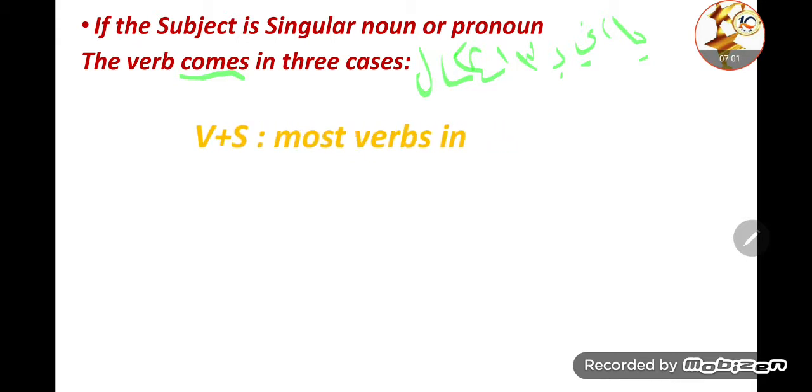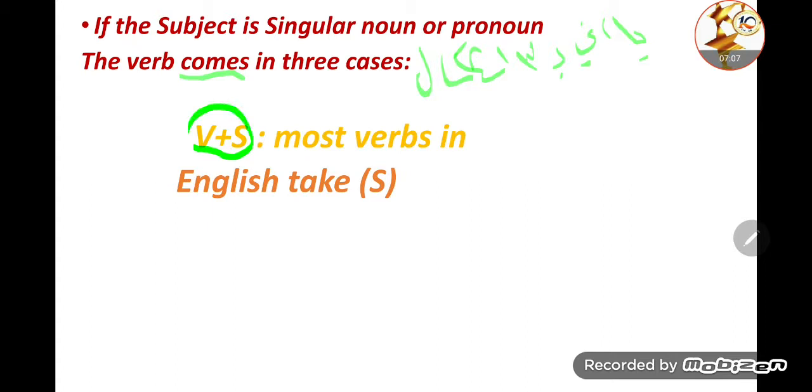Let's see the first case. First one is verb plus s. Verb plus s. And you need to know here that most verbs in English take s. When I say most verbs in English take s, it means what? It means that most verbs in English take s.